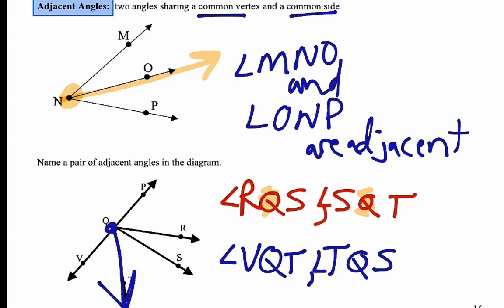So make sure you understand those definitions. Make sure you can find measures of angles using the angle addition postulate. Work through the examples in practice lesson number 4 and see me if you have any questions. Good luck.